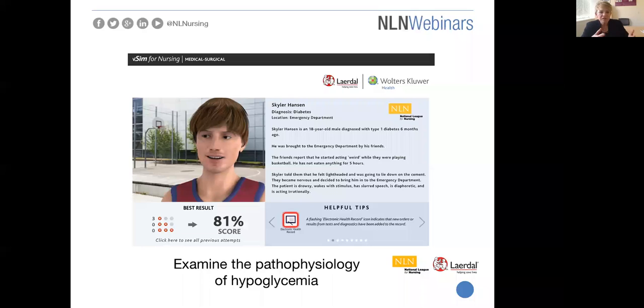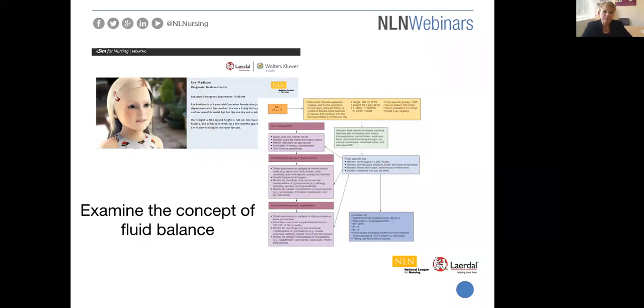For instance, in this particular simulation, we have diabetes, and Skylar Hansen has a hypoglycemic incident. So how might we, in real time, prepare students to understand the pathophysiology about hypoglycemia in the moment that it's happening? And so as we think about bringing those conversations into the classroom and examining how we can change pathophysiology from a lecture to engage students in helping to understand what might be going on in those particular clinical conditions.